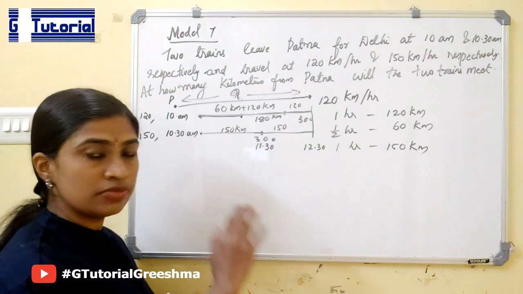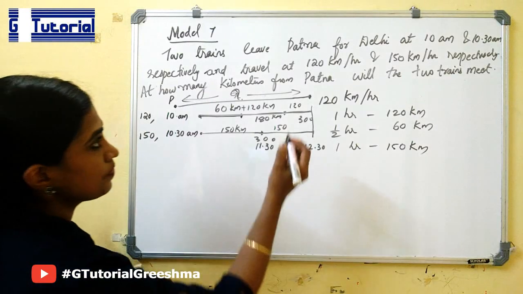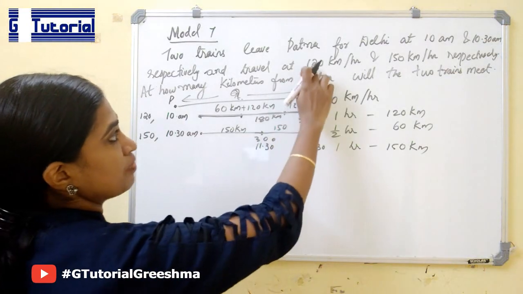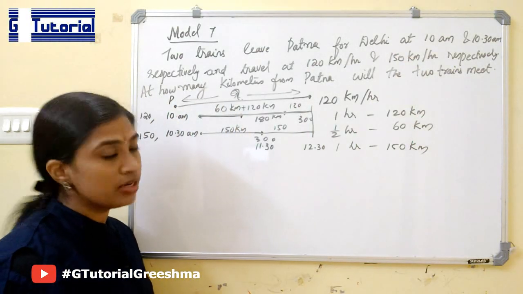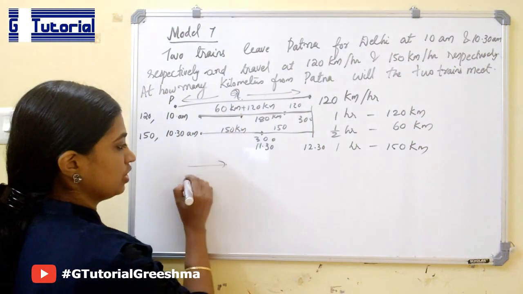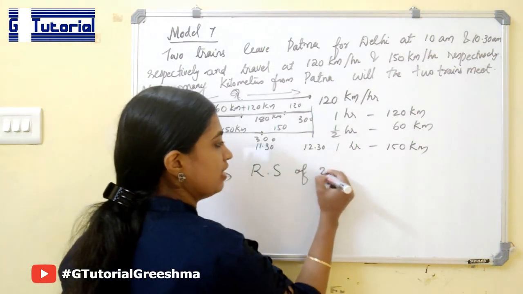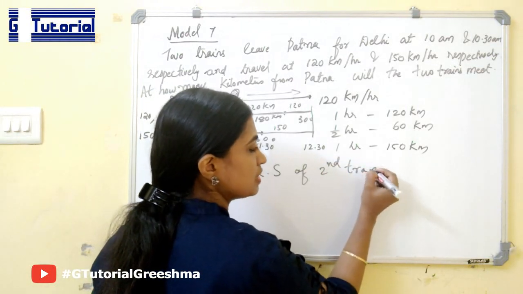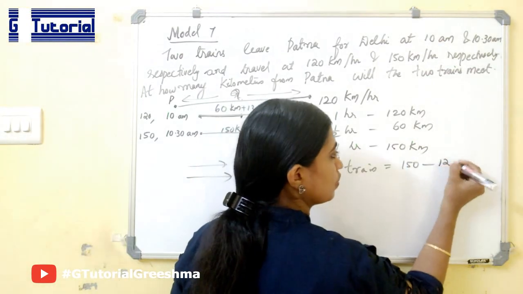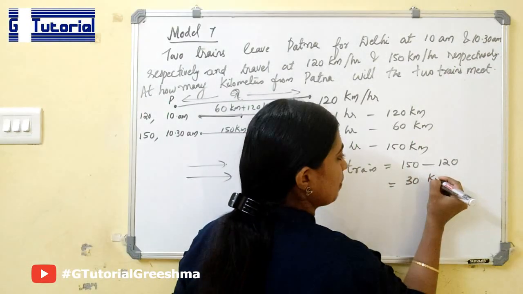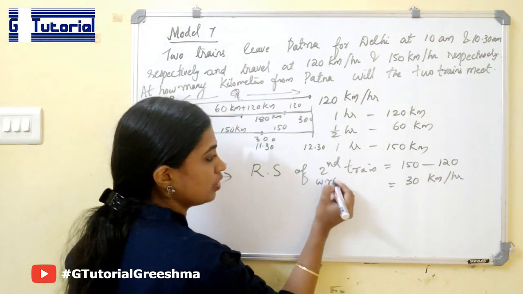If you are not able to follow this, we can do another method. That is a normal method. One train is moving with speed 120 km per hour. Other train is moving with 150 km per hour. They are moving in the same direction. So what is the relative speed of the second train, that is the faster train, with respect to the first train? That is the difference. So 150 km per hour minus 120 km per hour, that is 30 km per hour is the relative speed of the second train with respect to the first train.